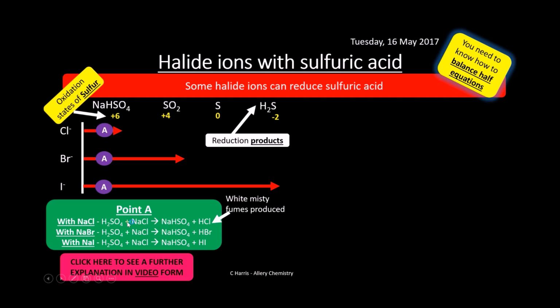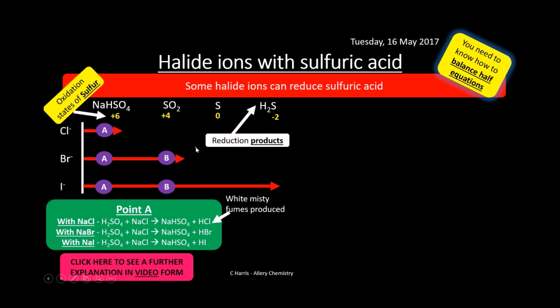Now, basically, these are not redox because sulfur's +6 here and it's also +6 here. This is merely a reaction in which you're reacting your salt with an acid. You get white misty fumes with chlorides, and that's all it produces. Chlorides aren't very powerful reducing agents, so they don't reduce anything, and you just form sodium hydrogen sulfate. However, these two, as you can see, go on further to reduce the sulfur. So this product here reacts further.